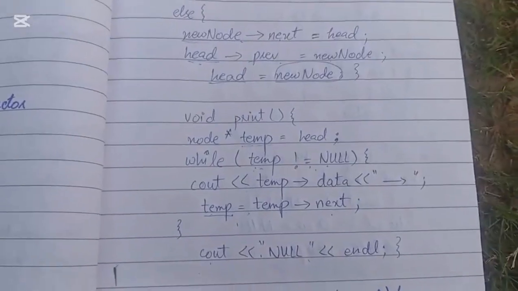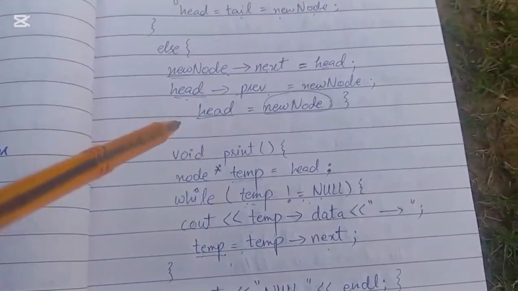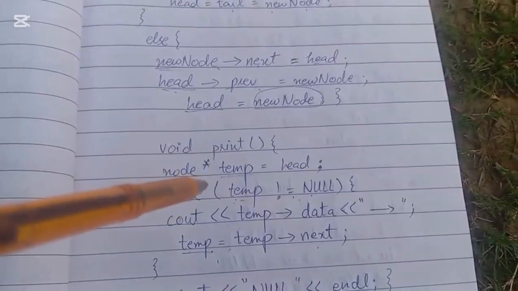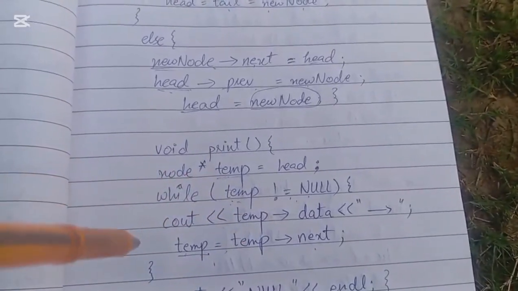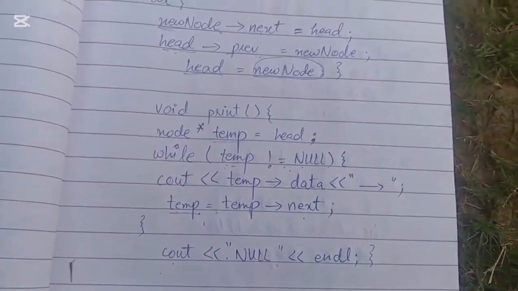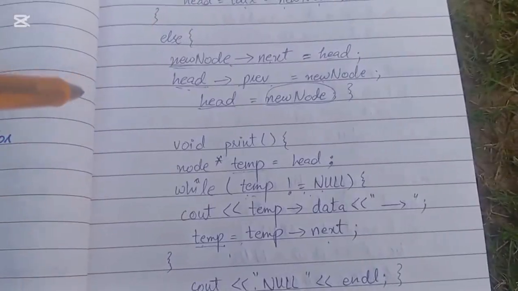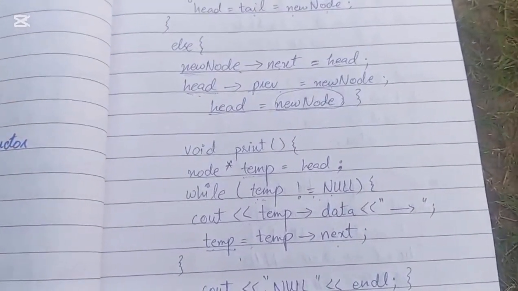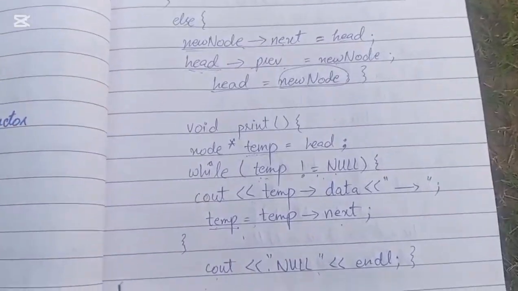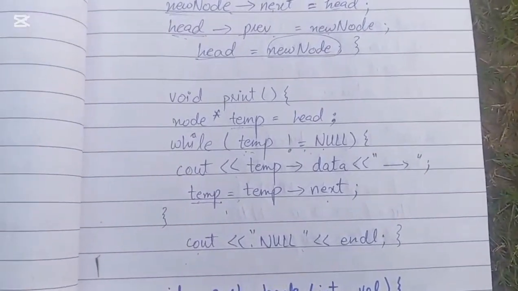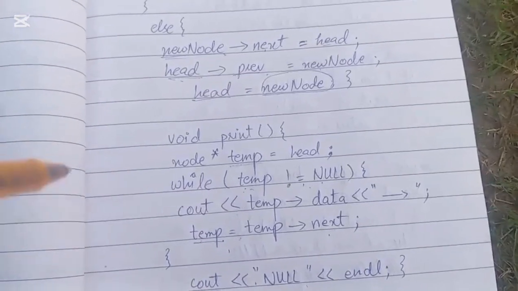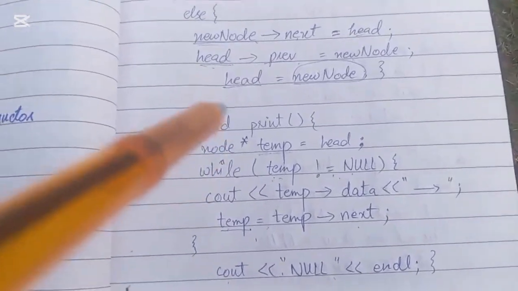Okay, so moving forward, we made a function of void print. Then we make a node temporary equal to head, and then we apply a loop in which while temporary is not equal to null, we cout the value of temporary, until it comes to null.